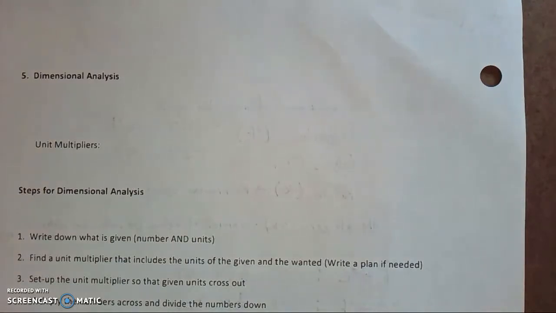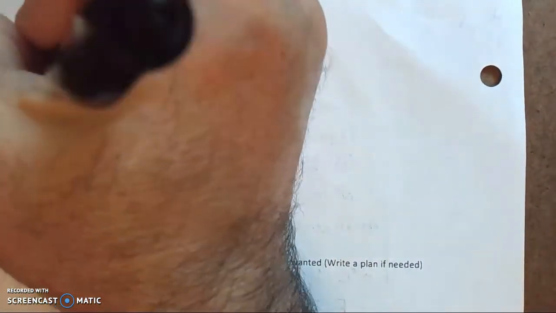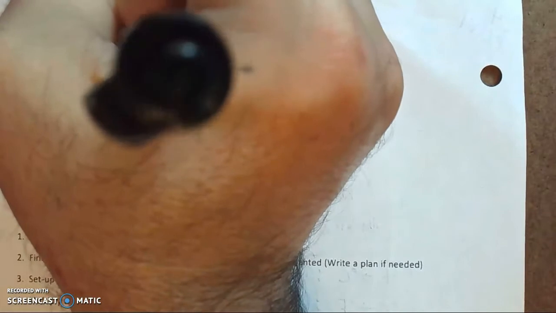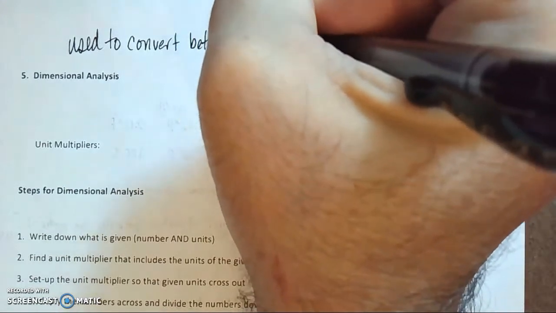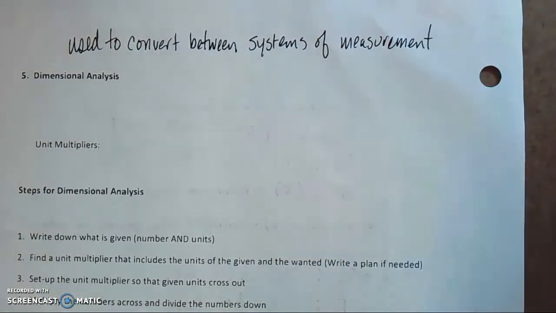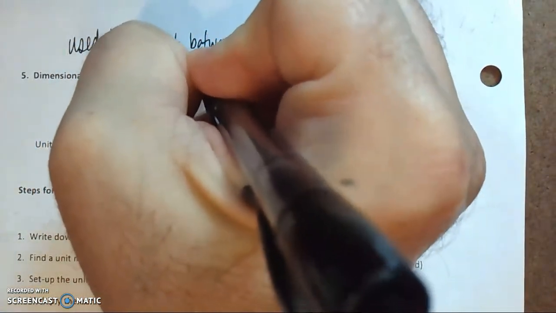And in this video, we're going to start talking about dimensional analysis. On top of this, I want you to put: used to convert between systems of measurement. So this is a tool that we can use to convert between a metric system and our system of measurement. And that is dimensional analysis. This is a system or method used for conversion.